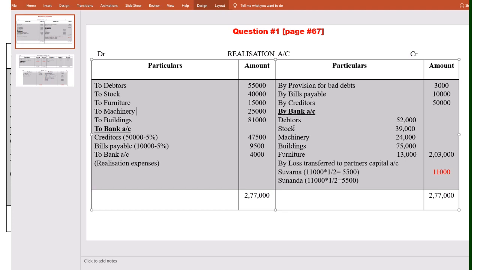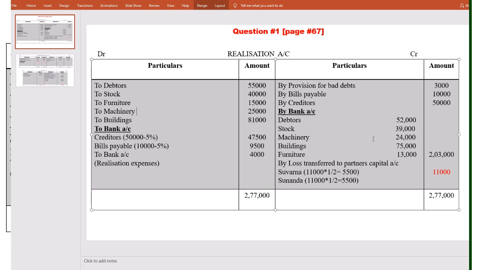What are the assets realized in the adjustment? Directly you can take. Debtors is 52,000, stock is 39,000, machineries is 24,000, buildings is 75,000 and furniture 13,000. Is it right? These are the assets realized, given in the adjustment here.